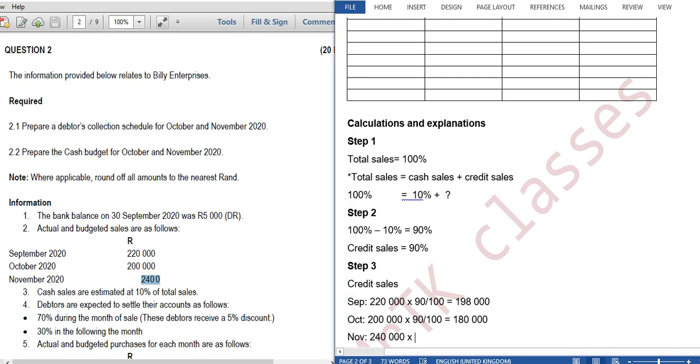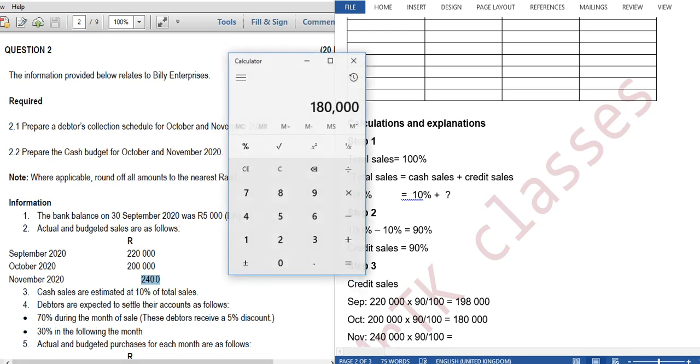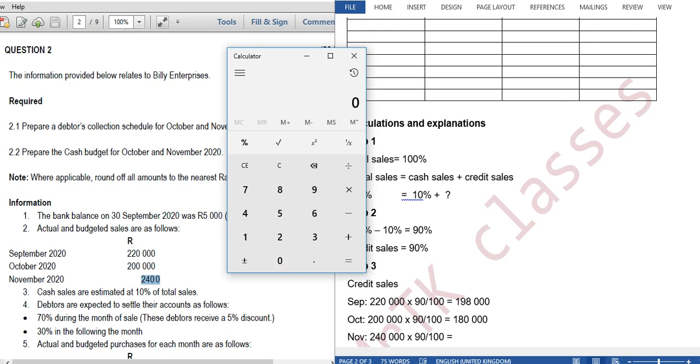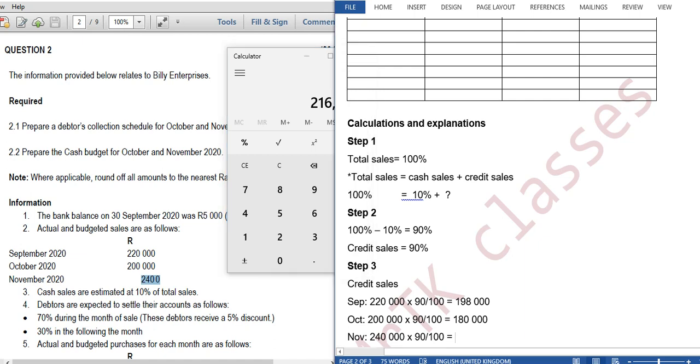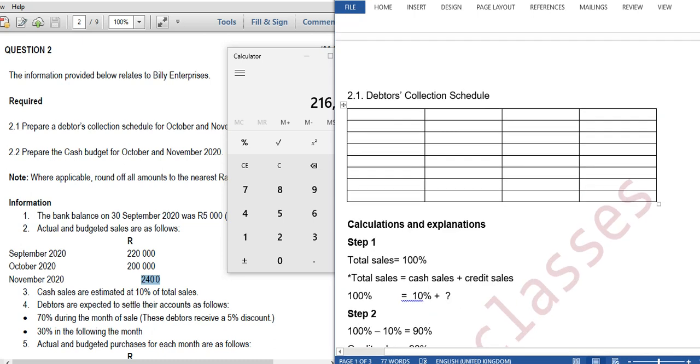But here we are going to work with 240,000 multiplied by 90 over 100 is equals to, so we are going to say 240,000 multiplied by 90 over 100, we get 216,000. Alright, so now we need to use this to fill in the table that we have.